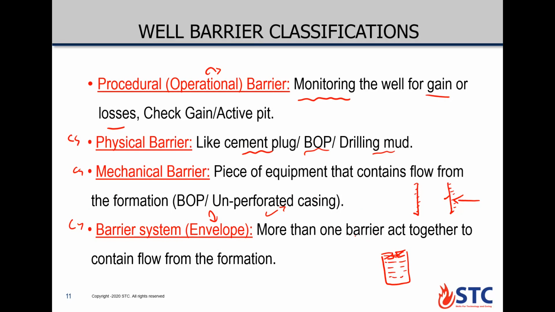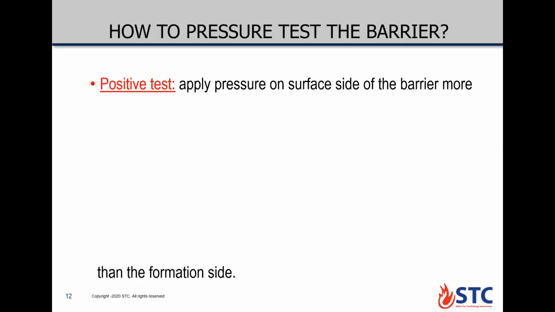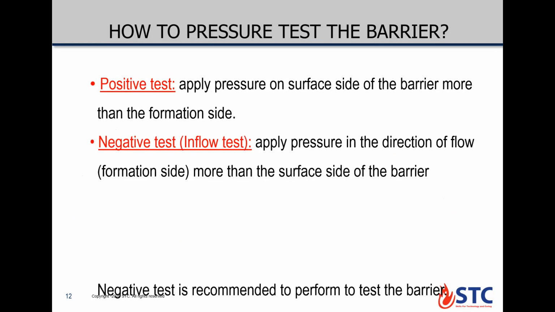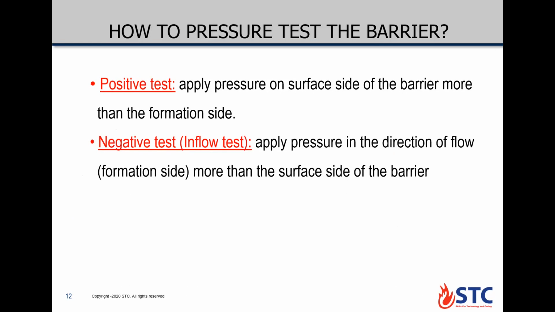But according to the well control recommendation, no barrier can be called a barrier until it passes a pressure test. So how do we pressure test the well? We have two types of pressure test: the positive pressure test and the negative pressure test. If we have, for example, our well like this, and we have a cement block here as a barrier, we have two types of pressure test.